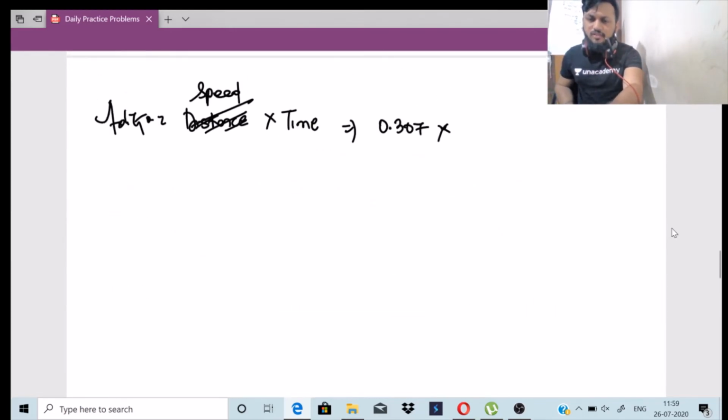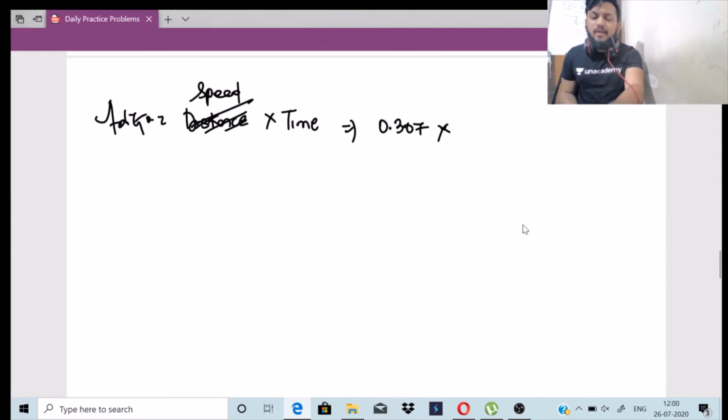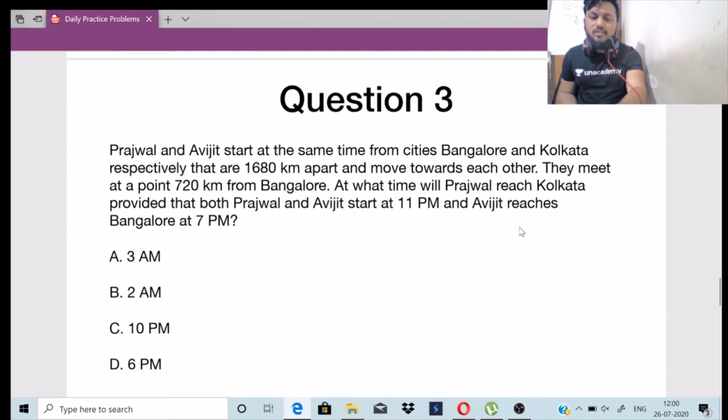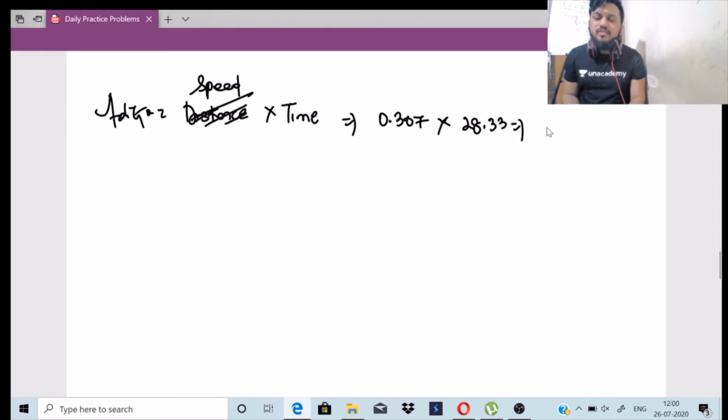The speed, sorry for that, okay, speed is in kilometer per minute में, तो मिनट वाला वैल्यू हम सब्स्टिट्यूट करेंगे. अगर सेकंड वे में करते हो तो सेकंड वाला वैल्यू भी आप सब्स्टिट्यूट कर सकते हो, उसमें कोई प्रॉब्लम नहीं है, राइट? 0.307 into 28.33, so this will be equal to 8.69 kilometers.